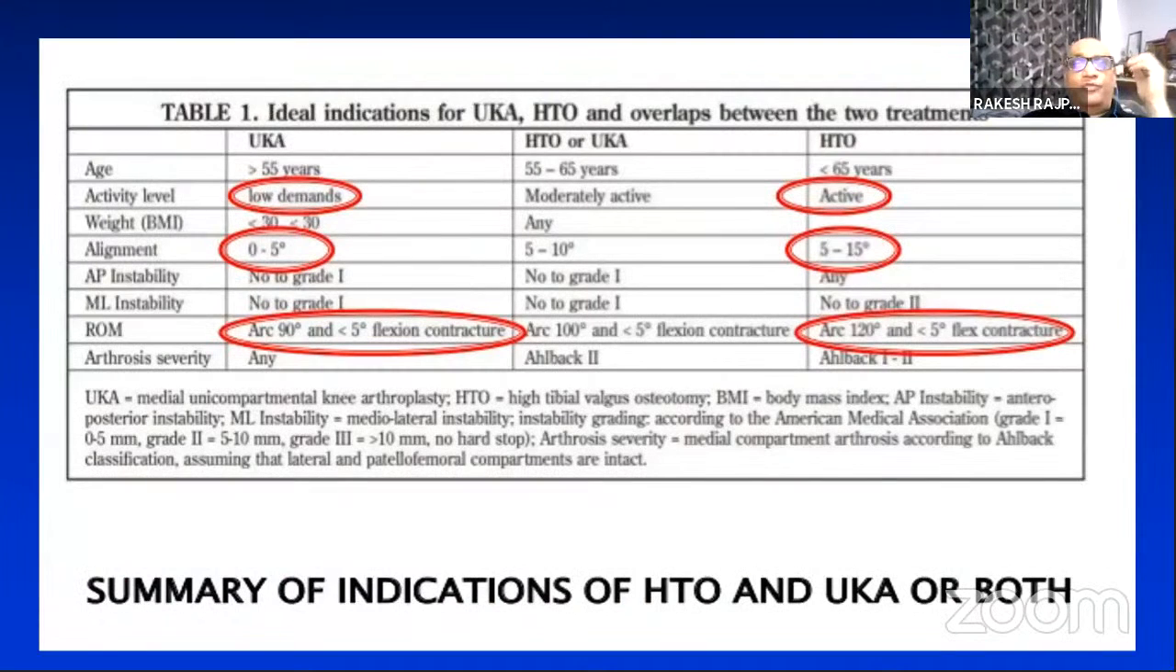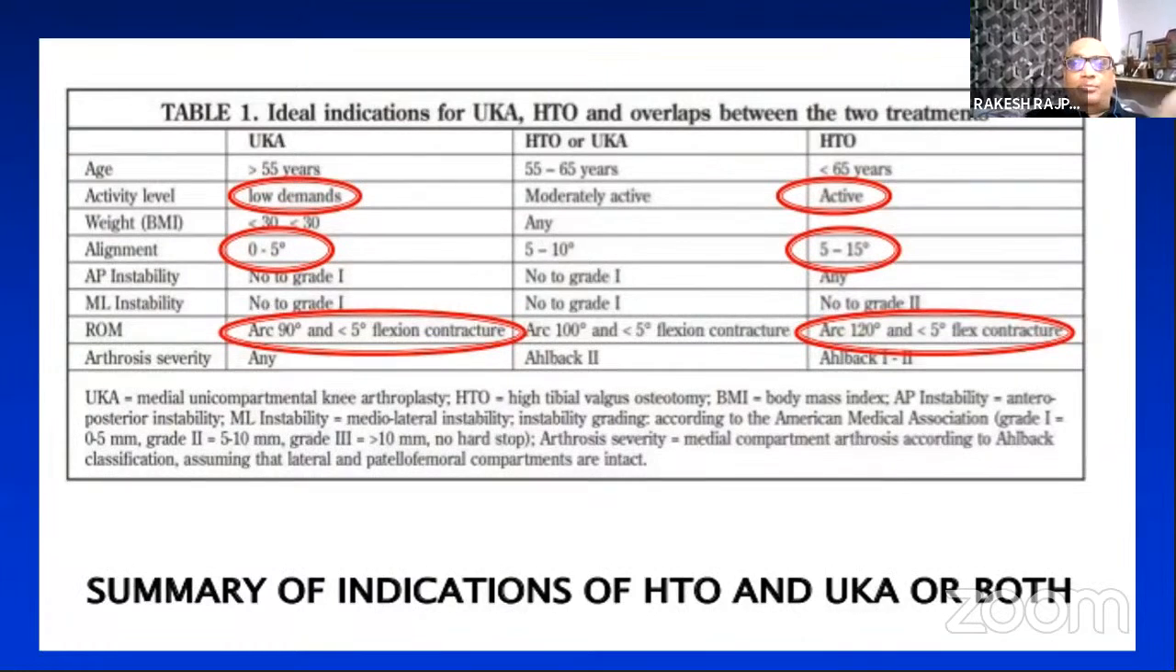Now, if you want to choose in this day and age between a UKA and an HTO, I think you can vary depending on your expertise. But if you have a younger patient, less than 55, probably HTO would be your leaning. Similarly, if you have somebody more than 65, UKA; in between, you could probably go both ways. Similarly, if you have a very high demand patient, you might veer towards an HTO.